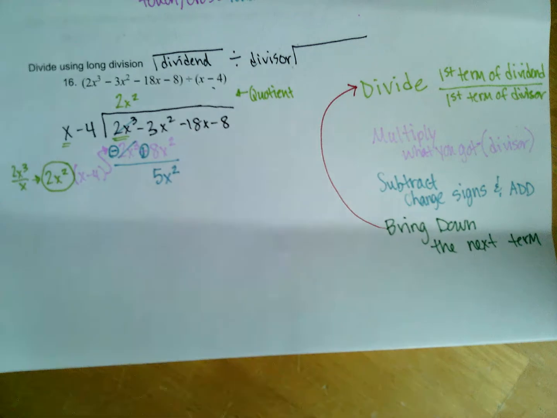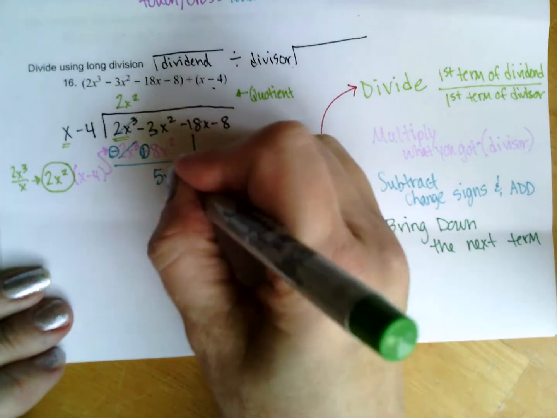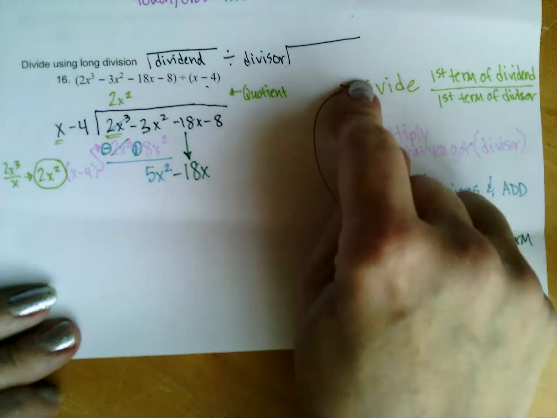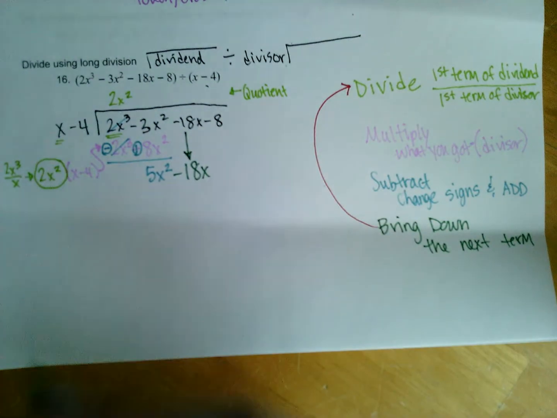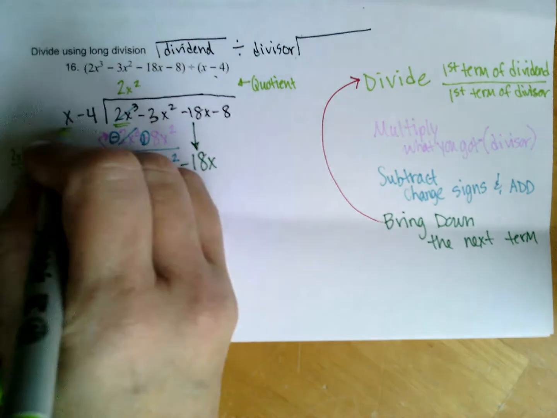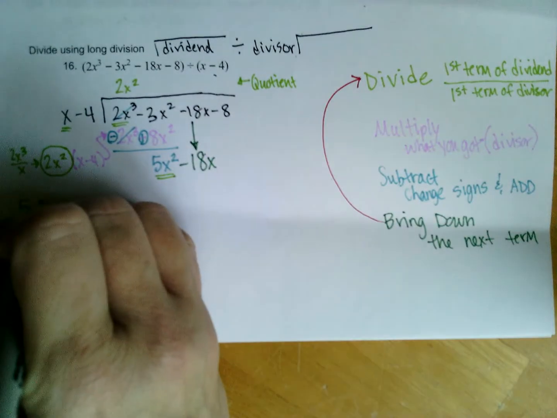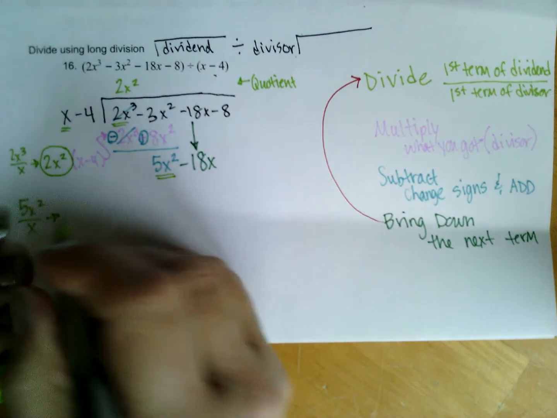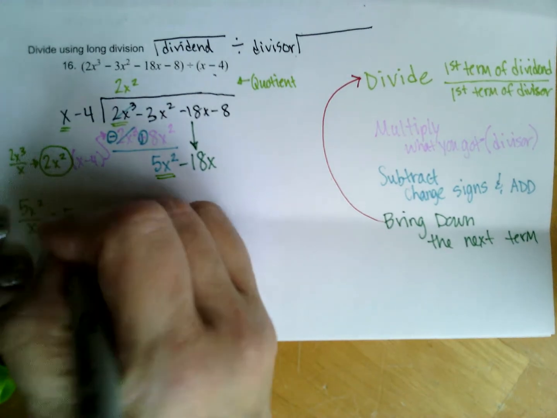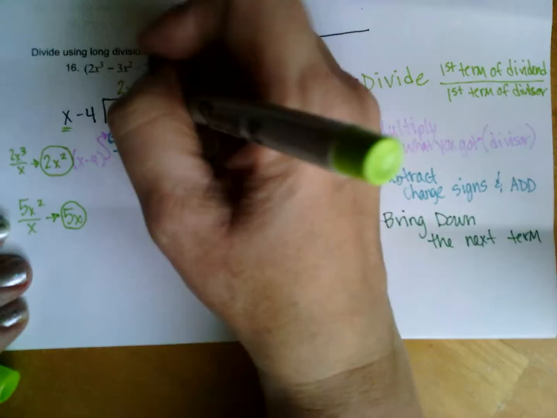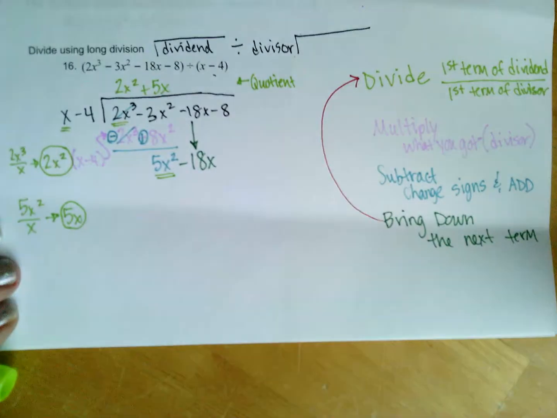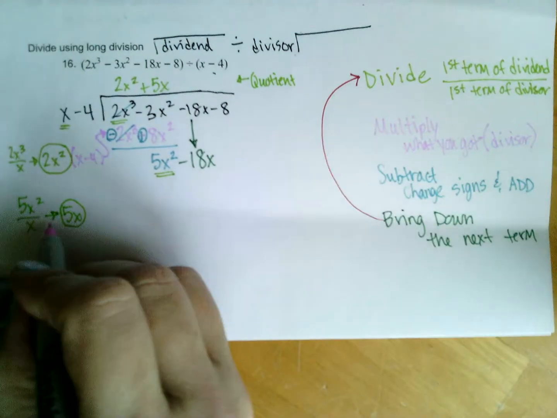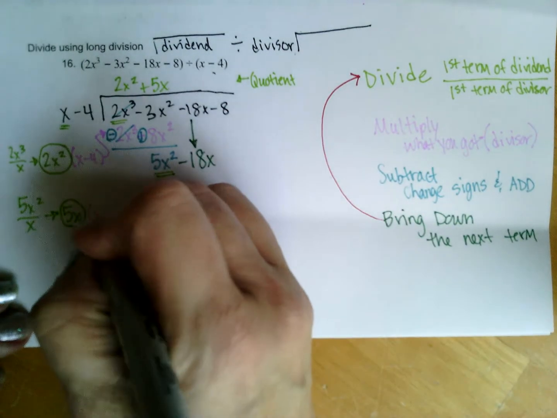Bring it on down means I bring down the next term, so minus 18x. Now bring it on back means I'm back at the divide step. So divide, take the first term over the first term. So 5x squared over x leaves me with 5x. Hey, 5x is part of my answer. I'm going to circle it and I'm going to write it up here: 2x squared plus 5x. Multiply what you got times the divisor. So 5x times x minus 4.